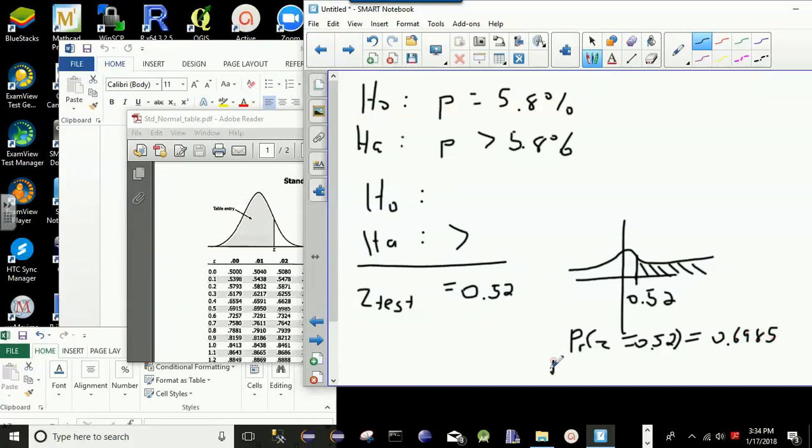Okay, so the p-value is the area to the right of the test statistic. And so the p-value is equal to 1 minus 0.6985, which is equal to 0.3015. And so you compare your p-value with alpha.